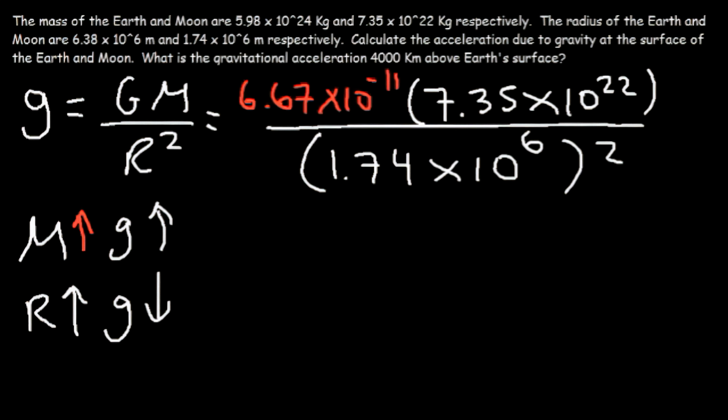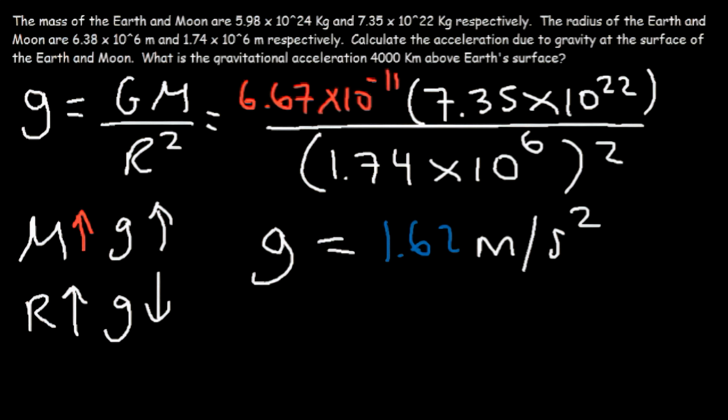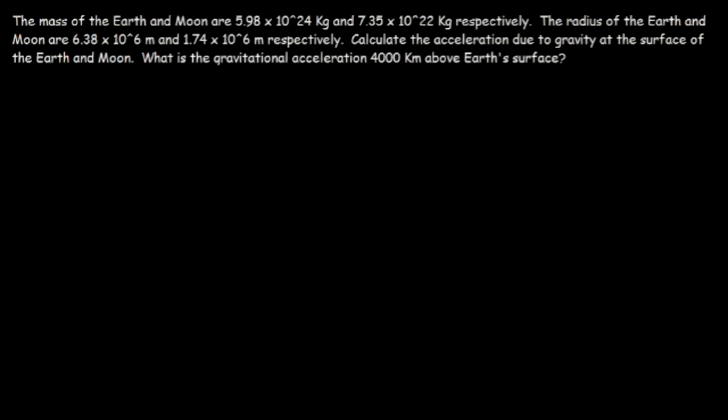So you should get a gravitational acceleration of about 1.62 meters per second squared. So that's the gravitational acceleration on the Moon. It's much weaker than that of the Earth. So if you're on the Moon, you'll feel a lot lighter, so you could jump higher.